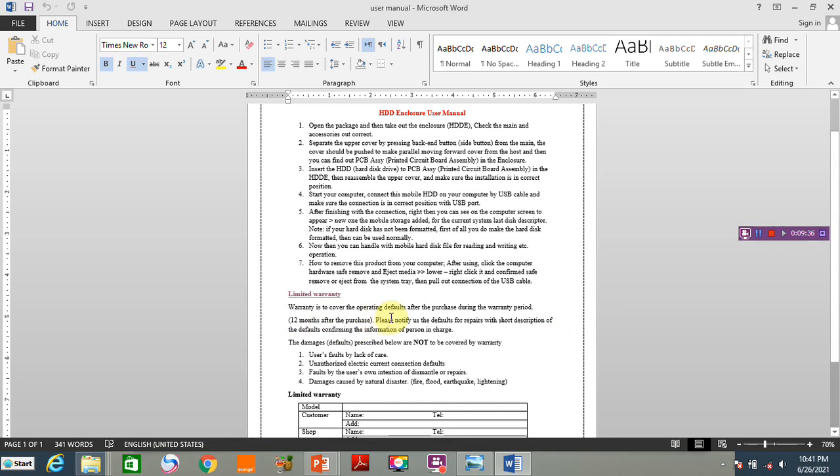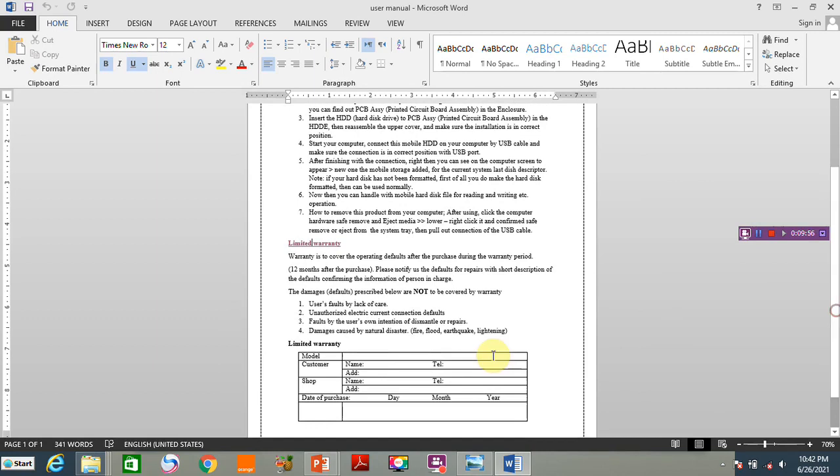So they're telling us that please notify us about the defaults for the repair with a description of the defaults, confirming the information of a person in charge. So that means that they gave you a table down here where you're supposed to rate your complaints.